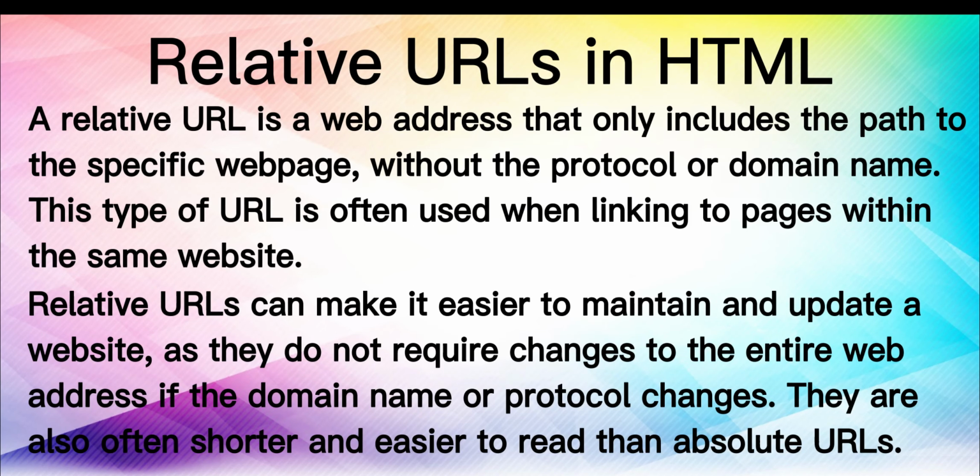Relative URLs in HTML. A relative URL is a web address that only includes the path to the specific web page without the protocol or domain name. This type of URL is often used when linking to pages within the same website. Relative URLs can make it easier to maintain and update a website, as they do not require changes to the entire web address if the domain name or protocol changes. They are also often shorter and easier to read than absolute URLs.